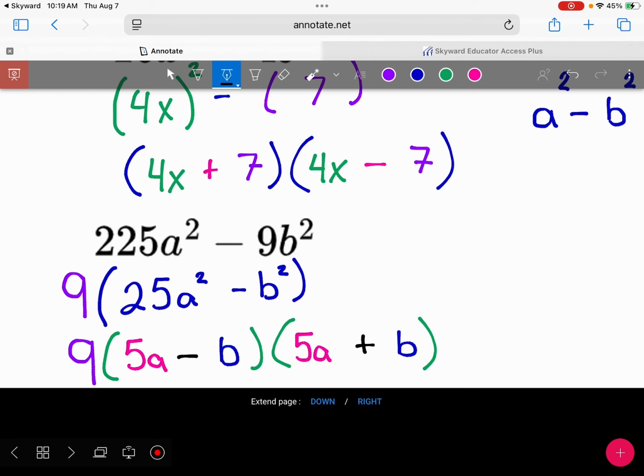Okay. So difference of squares should be familiar. Questions?